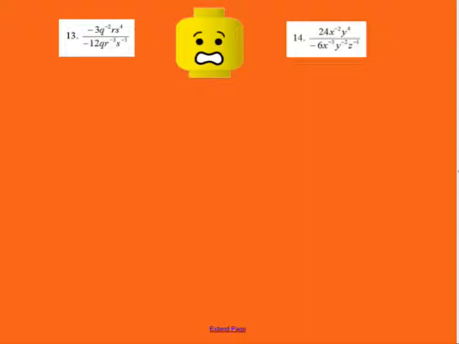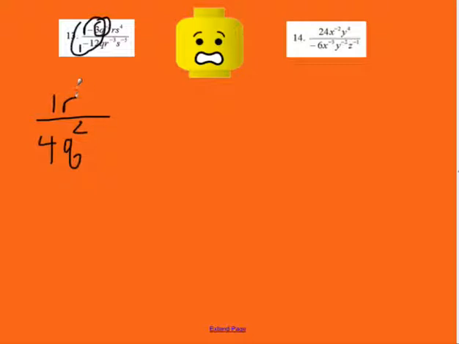It looks really scary, but I think we can do it. So we have negative 3 divided by negative 12. First of all, those negatives are going to cancel out and it's going to become positive. Then I know that both 3 and 12 are divisible by 3, so I'm going to write that as 1 over 4. I just reduced that fraction. I see that q to the negative 2 is negative on top, so I'm going to flip it to the bottom and make it positive.